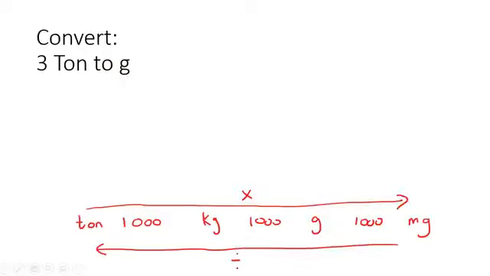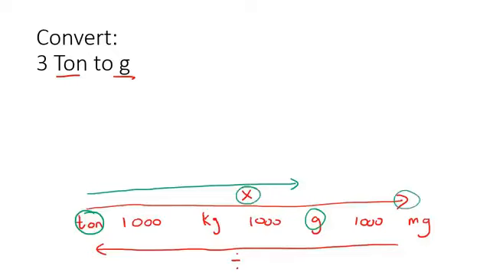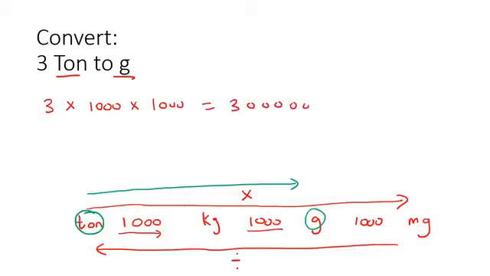Here's our first example. They want us to convert from ton to gram. So we're going from ton to gram. So that means we're going to the right. And when you go to the right, because of this arrow, we know that we need to multiply. So we'll say 3 and then multiply by all the numbers that we pass. So we're passing 1,000 and then we're passing another 1,000. If you had to work this out, you would end up with 3 million, and then we'll just say grams.